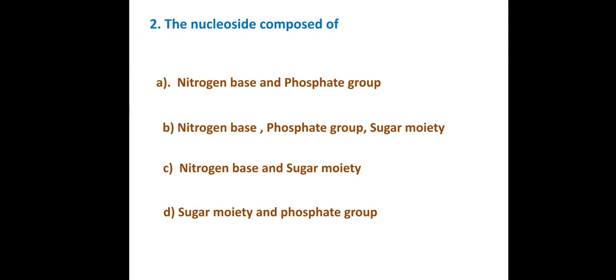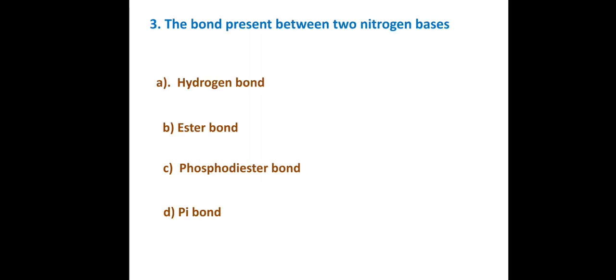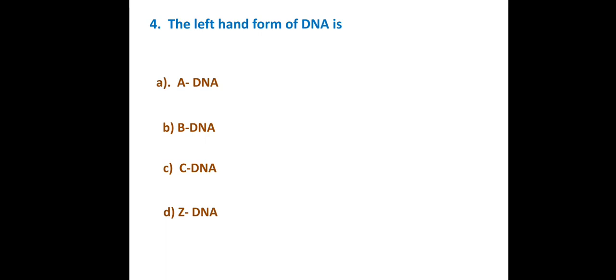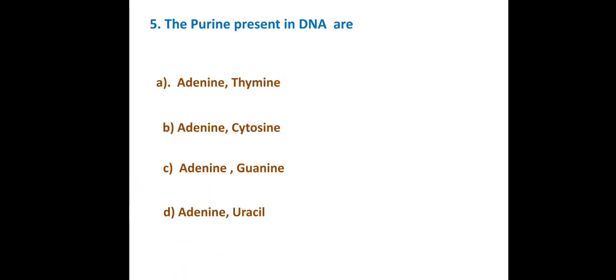Yeah, I'm giving time for you to read the question, the options, as well as answer. So what is the answer? Nitrogenous base plus sugar moiety is nucleoside. The bond present between two nitrogenous bases: hydrogen bond, ester bond, phosphodiester bond, pi bond. It is hydrogen bond. Okay. The left-handed form of DNA is A DNA, B DNA, C DNA, Z DNA, and the answer is Z DNA, left-handed. Rest all are right-handed.